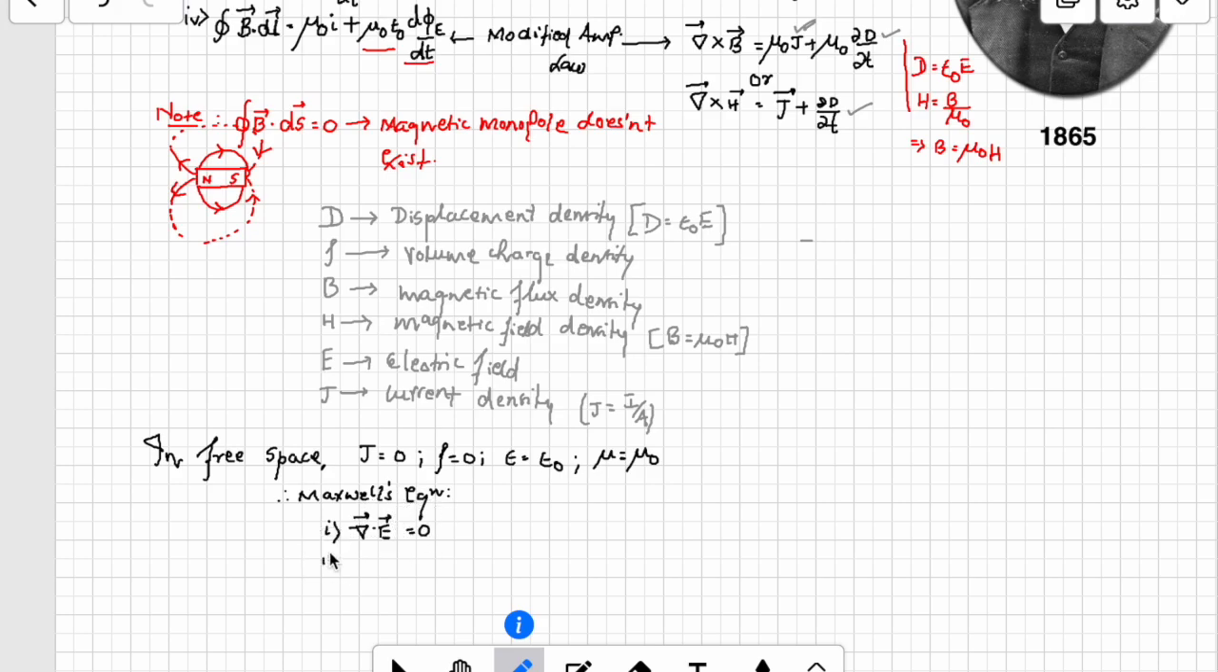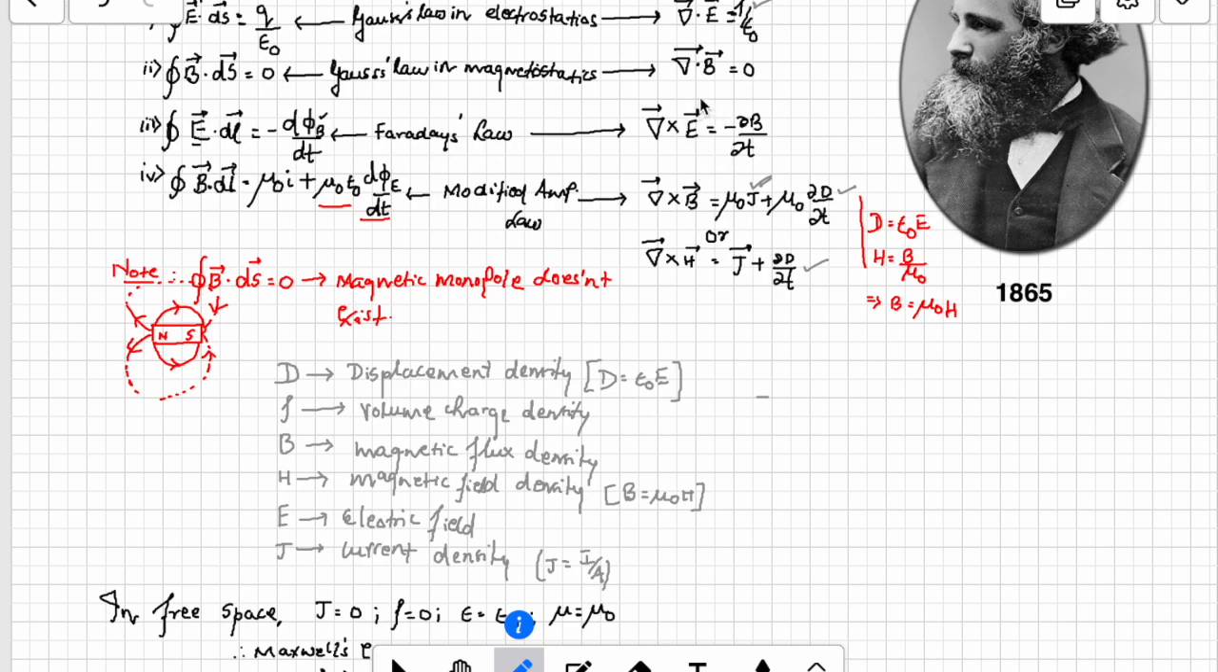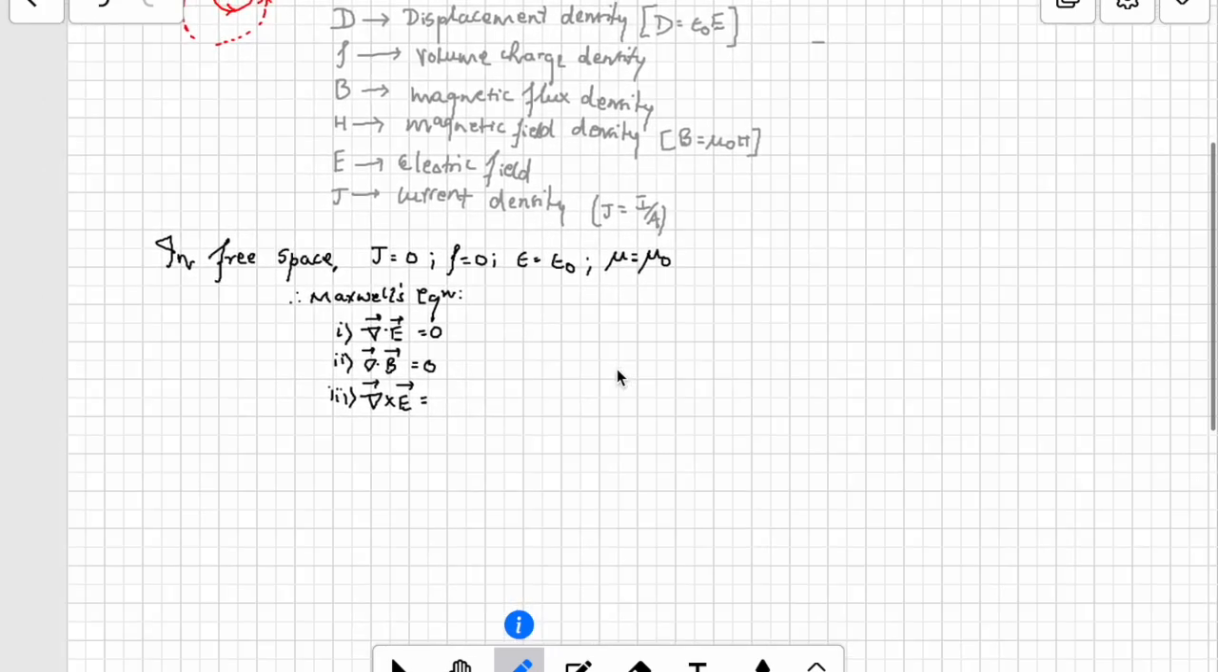The second one is already 0 on the right hand side, so I'm not going to think about this much. This is del bar dot B bar is equal to 0. And then we have to take the cross term, del cross. This also can be written in differential form and integral form. I'm just writing it in the differential form. So del cross E is minus del B by del T. There is no J, there is no rho, so this Faraday's law is not going to change much. It will remain as minus of del B divided by del T.